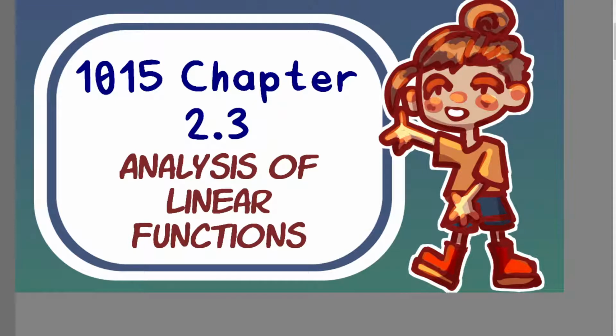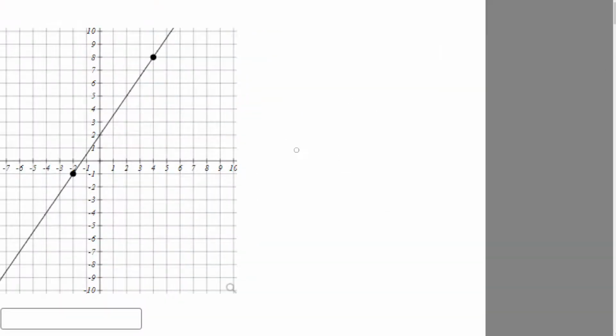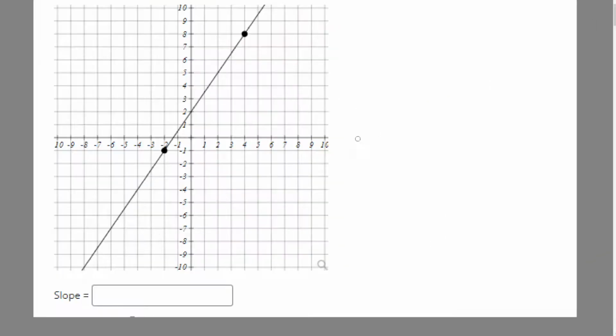So today we're going to be talking about 1015 chapter 2.3, analysis of linear functions. We'll just hop right into it. I'm going to be rushing through this a little bit.